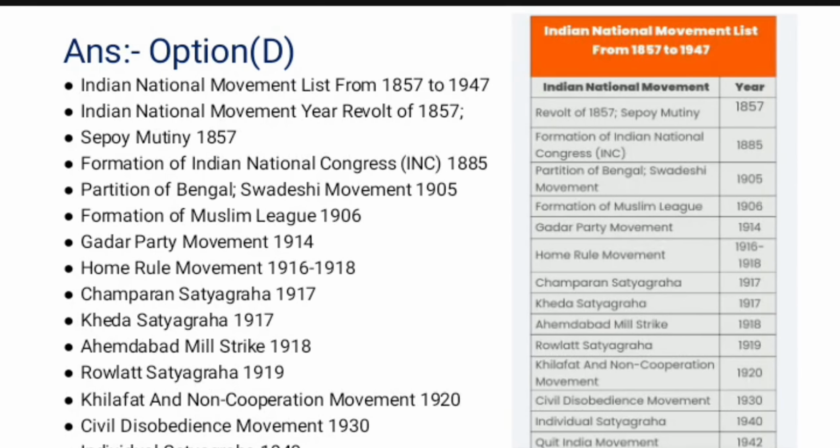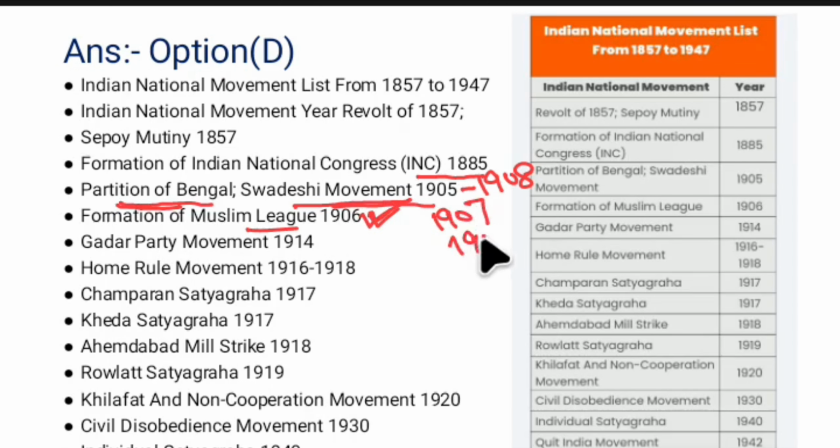And if you see the chronology of events of modern history, basically the national movement, it begins from the formation of INC in the year 1885, and then the partition of Bengal was introduced by Lord Curzon. Because of this, the Swadeshi movement was started in the year 1905 and ended in the year 1908. In between, the Muslim League was formed in the year 1906, and in 1907 the Surat split, and in 1909 the parliamentary reforms.